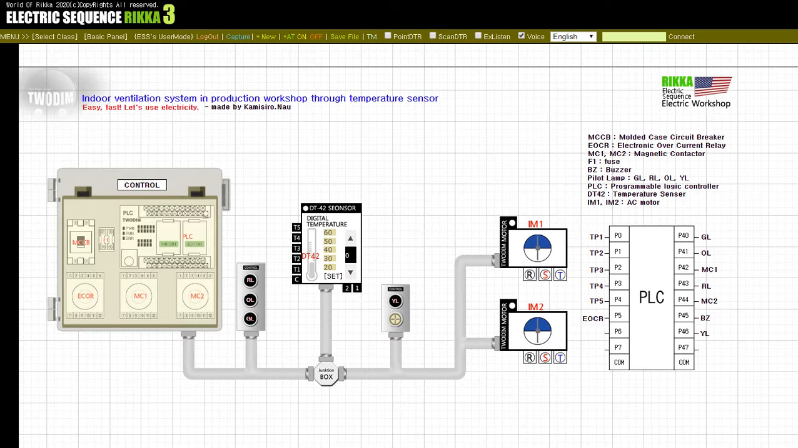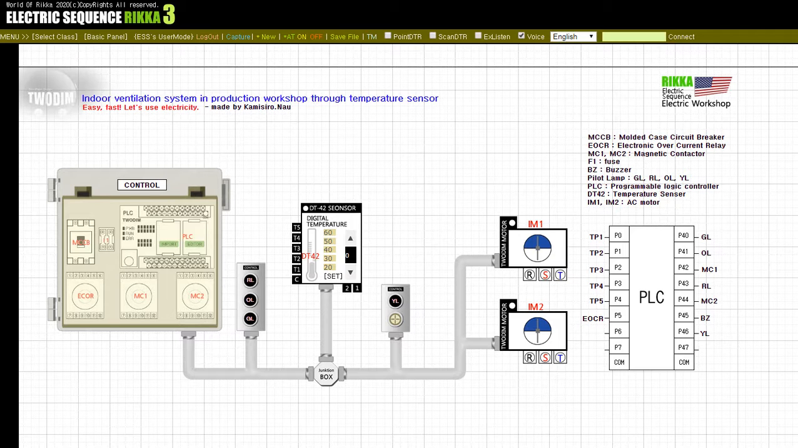When the temperature is below 20 degrees, the GL lamp lights up. When the temperature is over 20 degrees, the OL lamp lights up. When the temperature is over 30 degrees, the OL lamp turns off and MC1 operates. When the temperature is over 40 degrees, the RL lamp lights up.